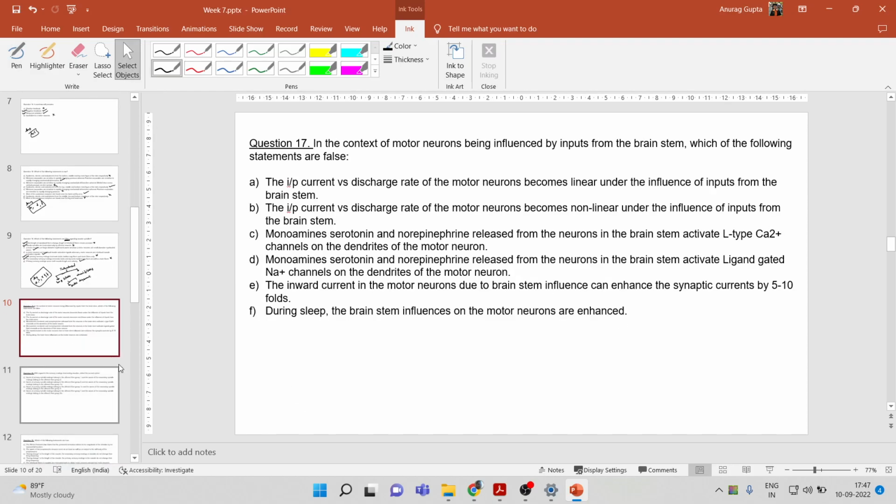Okay. Moving on to the next question. In the context of motor neurons being influenced by inputs from the brainstem, which of the following statements are false? Okay, so remember this. I'll give you guys around 1 minute to answer this, and then we'll discuss this.